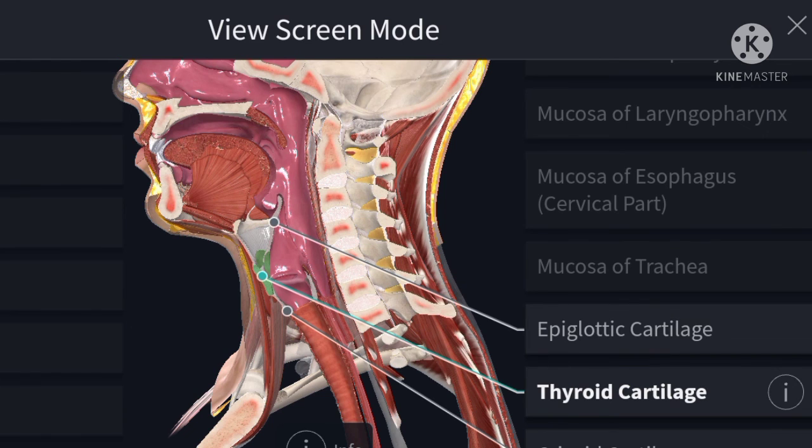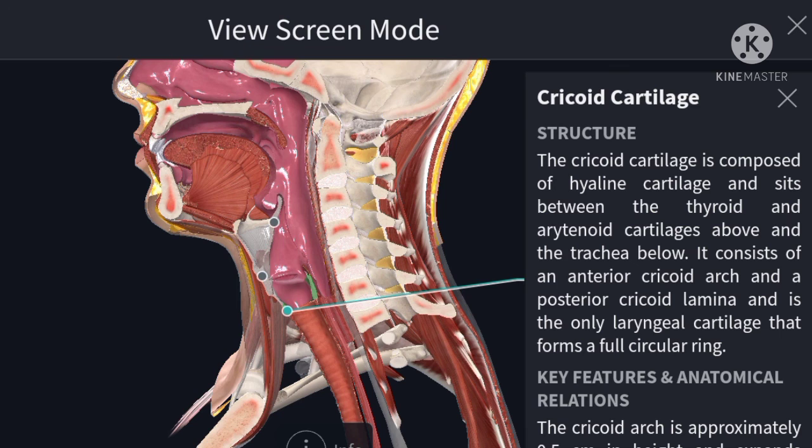Now, we will see the cricoid cartilage. Cricoid cartilage is composed of hyaline cartilage and sits between the thyroid and arytenoid cartilage above and the trachea below, and it is composed of the anterior cricoid arch and posterior cricoid lamina, and is the only laryngeal cartilage that forms a full circular ring.